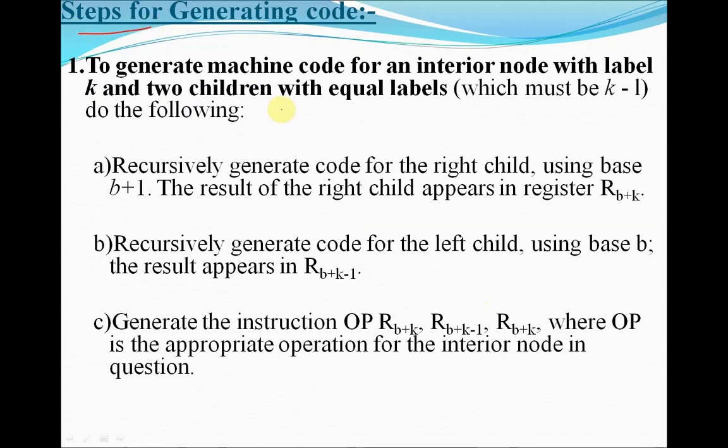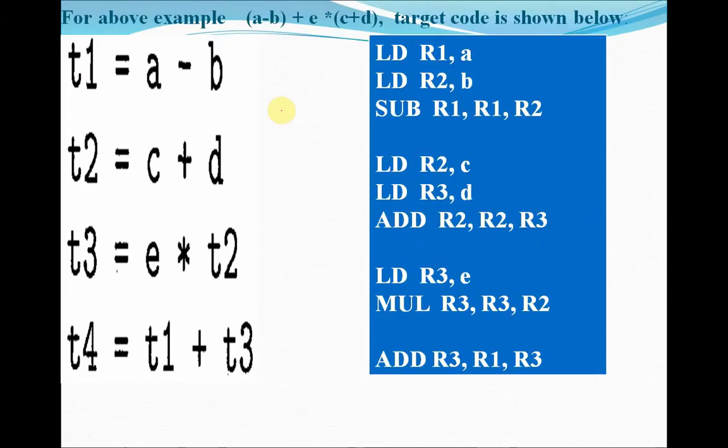Next, the steps to generate the target code. We will try to apply them. While writing target code, from this three-address code we are going to write the corresponding target code, and we have found the Ershov number of the root node is 3. That means we should use 3 registers for optimal code generation of the given expression. So I am using R1, R2, R3 only.